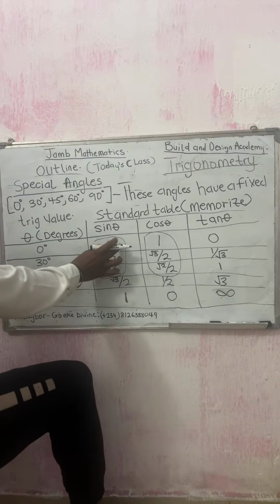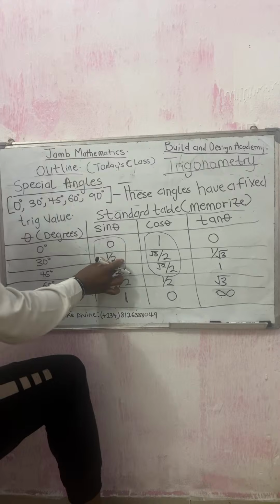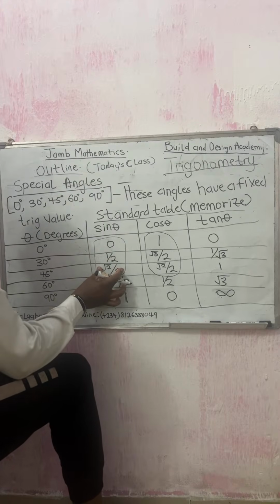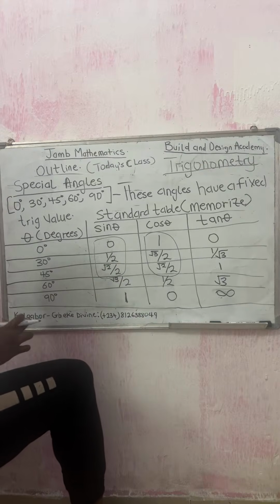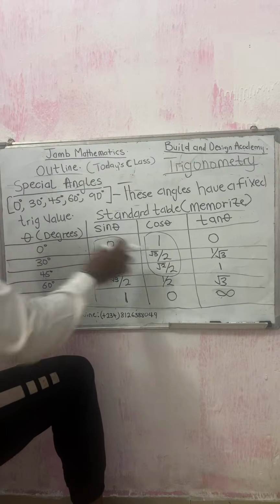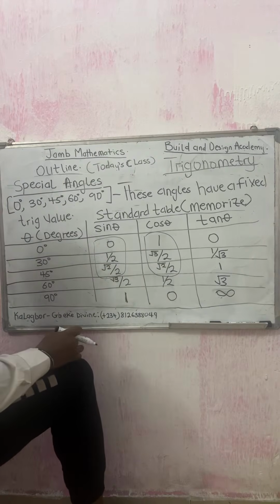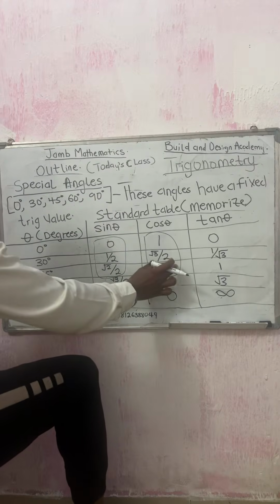Now, sine 0 degree is 0. Sine 30 degree is 1 over 2. Sine 45 degree is what? Root 2 over 2. Now, you know cos, the same thing. Cos 0 degree is 1, cos 30 degrees root 3 over 2, and cos 45 degrees root 2 over 2.